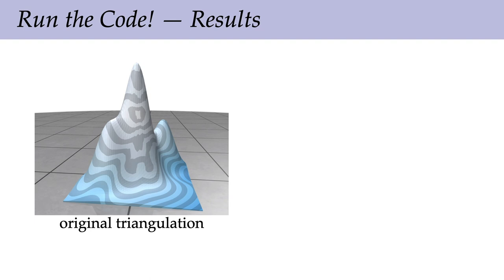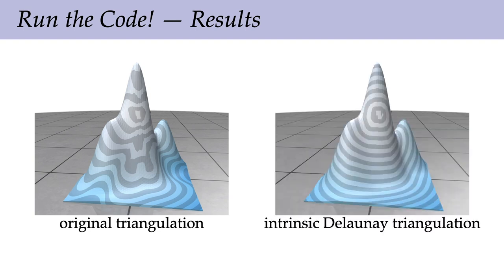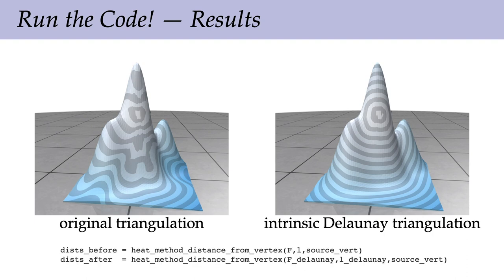But if we just perform our intrinsic Delaunay edge flips first and then run the exact same algorithmic code, the exact same finite element problem, we get out a much higher quality solution, a much, much more accurate distance function. Again, the really big deal here is that the exact same code now computes this better solution. We didn't have to change the algorithm at all. All we did was flip to Delaunay before applying that method.